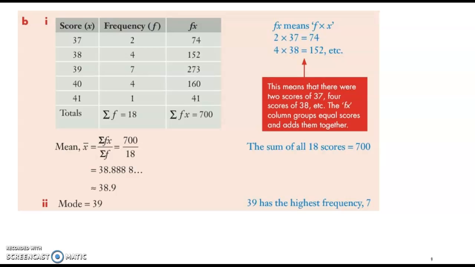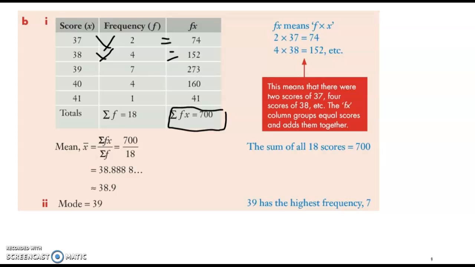What this column does is it subtotals all of your scores, because if you think about it, when we calculate the mean, we need to add up all the scores. So to do this, we multiply the score column by the frequency, and that's how we get the subtotals of our FX column. So 38 times 4 gives us 152, and so on. Now when we total that column, that is the same as adding all the scores together, and that gives us this total of 700.